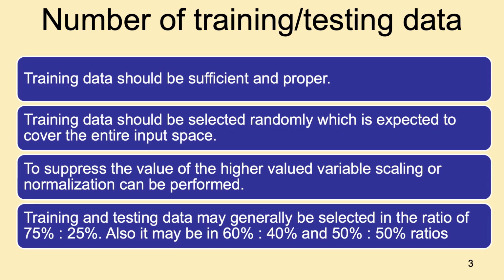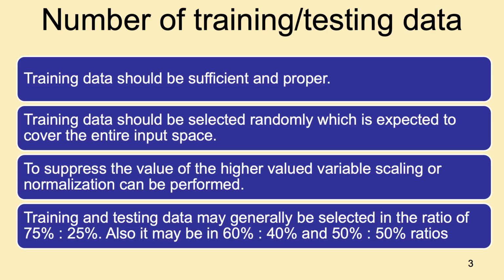So in order to make sure about those things, this presentation will show you how to decide on the number of training and testing data. In general, when data is provided to you, you should understand that the training data that you are going to choose should be sufficient and proper. And you should remember that the training data should be selected randomly. Second point: what is meant by random here?